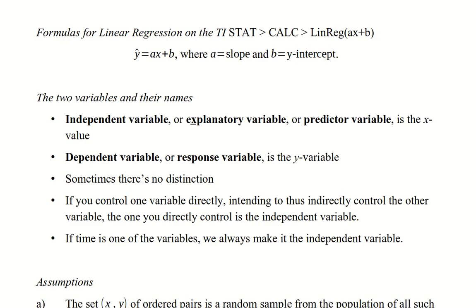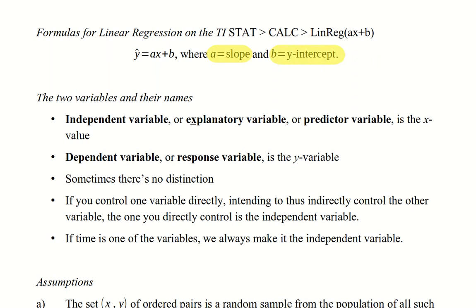We can do this in our calculator using the linear regression command. It will give us a line. A line has a slope and a y-intercept. The slope is called A in our calculator, and the y-intercept is called B in our calculator.